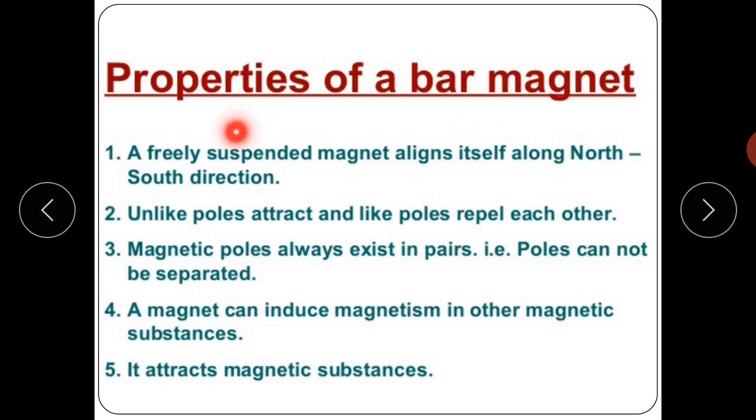The properties of a bar magnet. What are the properties of a bar magnet? A freely suspended magnet aligns itself along the north pole to south pole direction. Unlike poles attract and like poles repel each other. Magnetic poles always exist in pairs, that is, the poles cannot be separated. A magnet can induce magnetism in other magnetic substances and attracts magnetic substances. These are the properties of bar magnets.